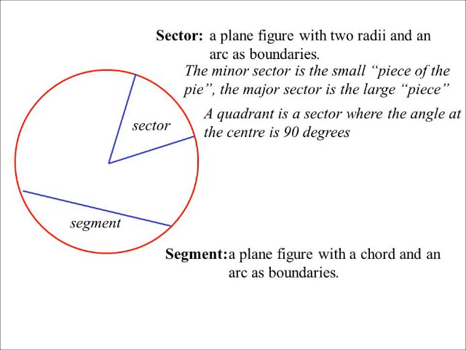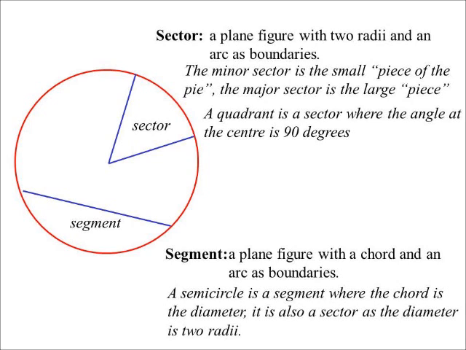Segment, that has a boundary of a chord and an arc. And again, we have a minor segment and a major segment. Now, a semicircle would be a segment, but it also would be a sector as well. It satisfies both definitions, but it has its own special name, semicircle.